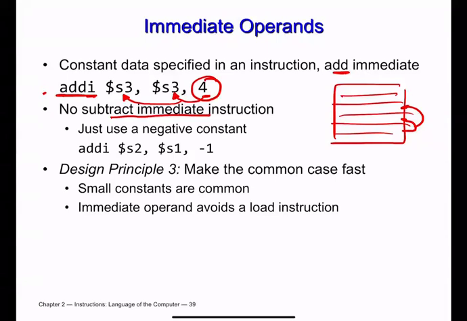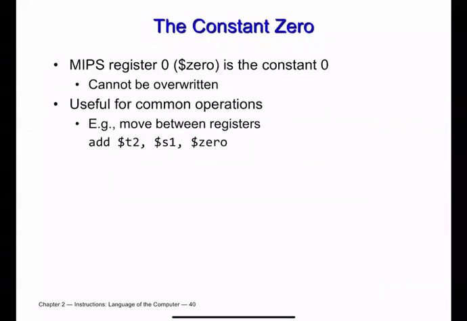In this case, we just use a negative constant, meaning that if I would like to do a subtraction S1 minus 1, then I will take S1, whatever is there, minus 1. So I will do addition between S1 and minus 1, which gives me exactly the same result. Of course, these small constants are common, and with this immediate operand we will avoid a lot of instructions, as we will explain later on.